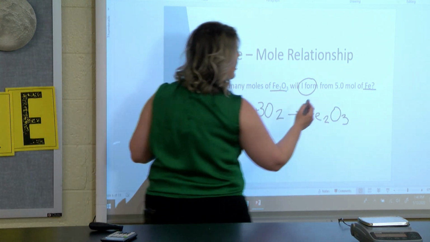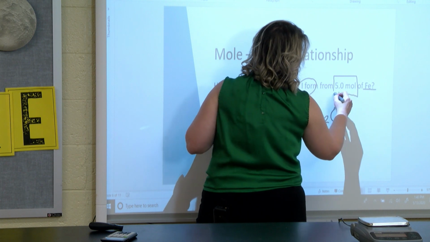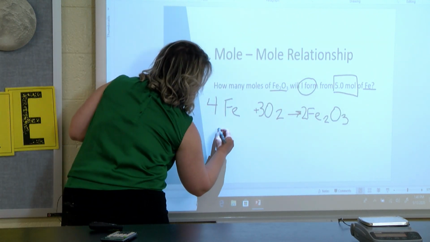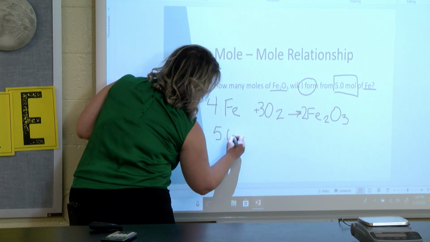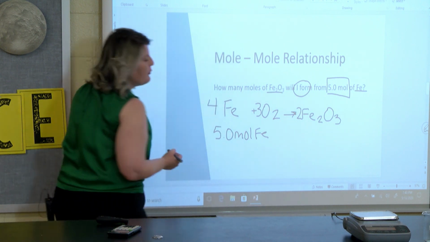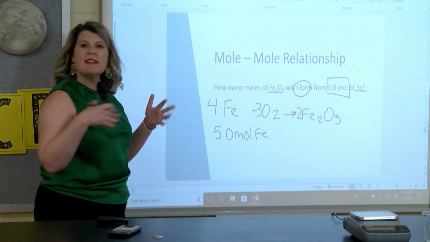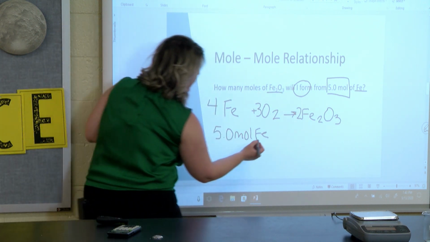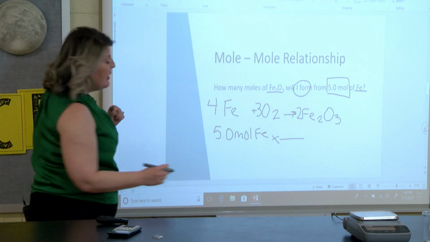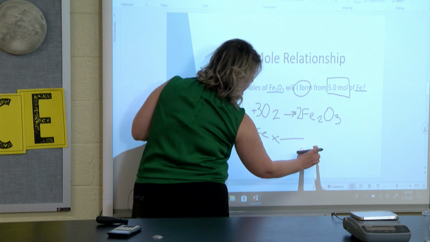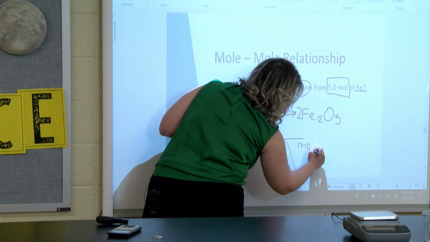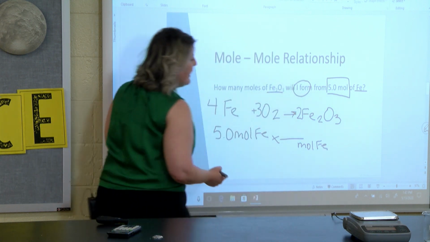The next step is start with your given. And your given in this case is 5 moles of Fe. So I'm going to start with 5.0 moles of Fe. Make sure you write your chemical. We're going to do the same process we've been doing for 3 weeks now. The next step is you draw an X and a line. You take the unit you want to cancel and you put it on the bottom. So on the bottom, we're going to put moles of Fe.